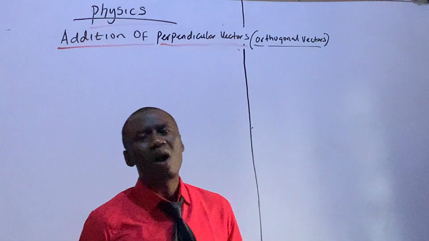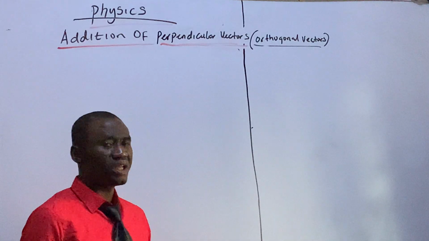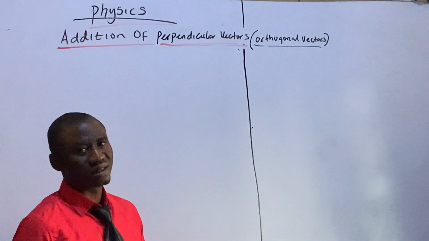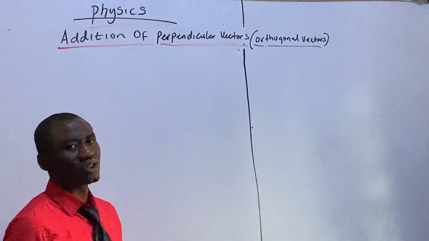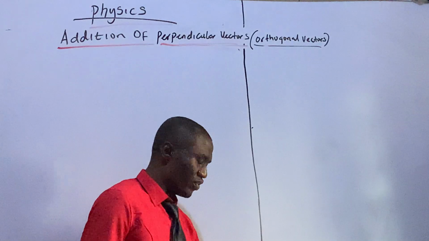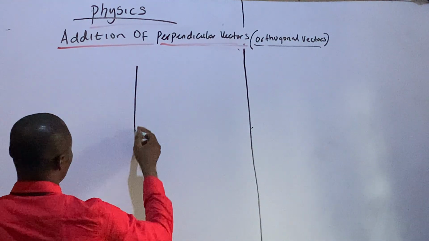Hello. When you have two vectors directed at an angle of 90 degrees towards each other, that vector is known as the perpendicular vector or the orthogonal vector. Now we want to solve these kinds of vectors, and we want to add the vectors together.